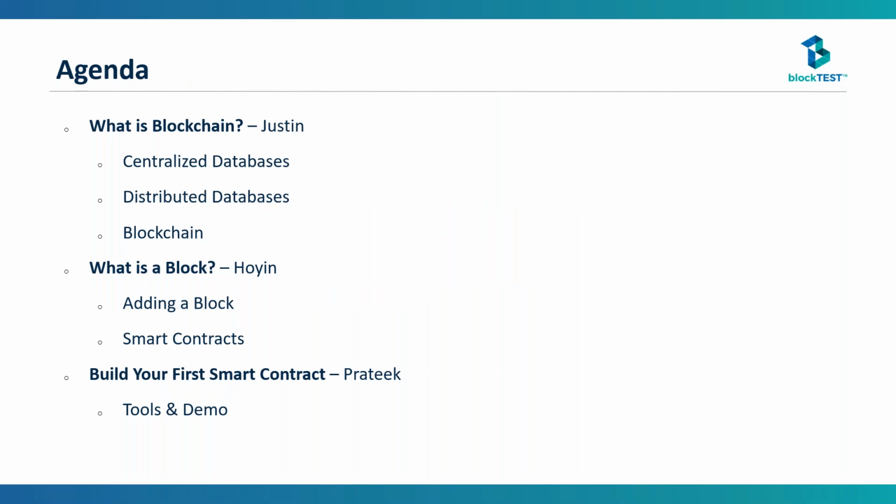So here's the agenda for what we're gonna be talking about today during Smart Contracts 101. First, I'm going to discuss, what is blockchain. I'm gonna go into some alternate versions of storing information, and give you a high-level overview of blockchain. Then I'll hand it over to Hoyin, and he will tell us a little more about the details of blockchain technology. And finally, we'll go to Pratik, who will take us through the tools you'll need to build your first smart contract and show you an actual demo.